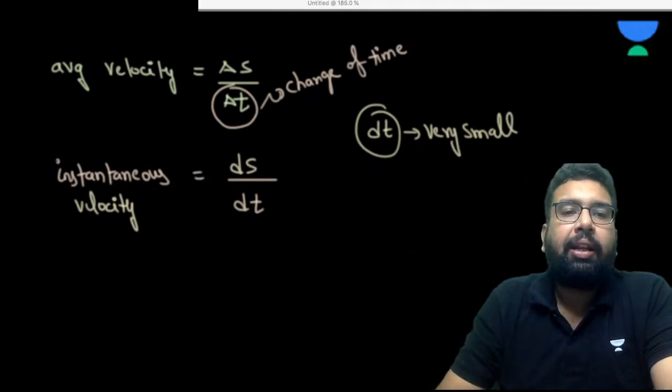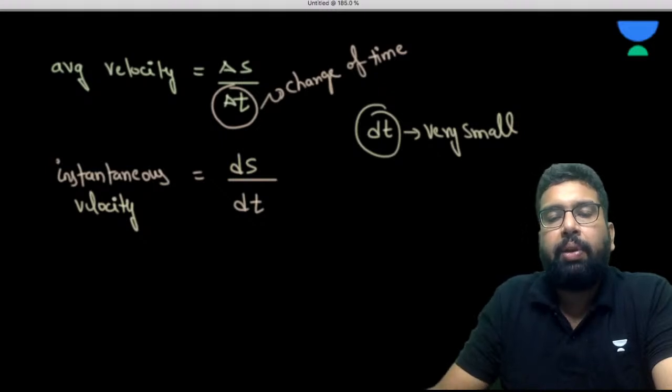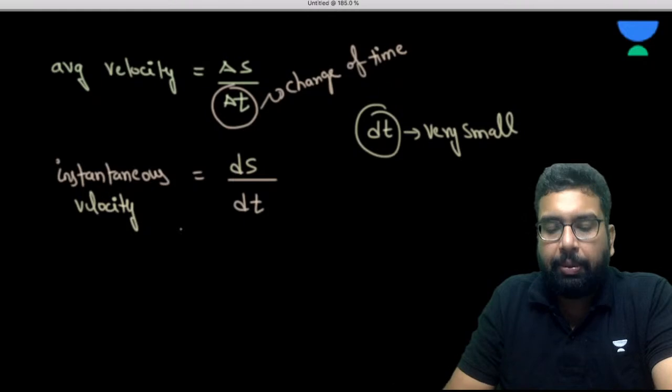Now, very interestingly, one thing we can understand from here. What can we understand from here? We can understand from here that ds by dt is written.